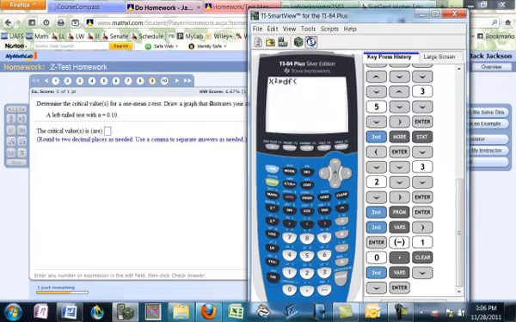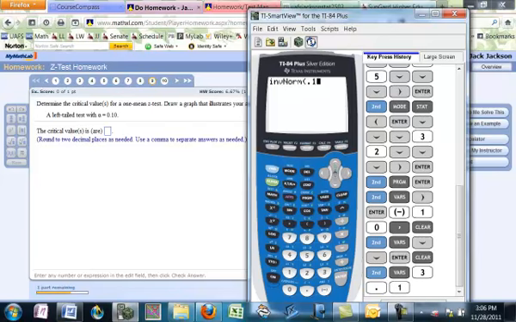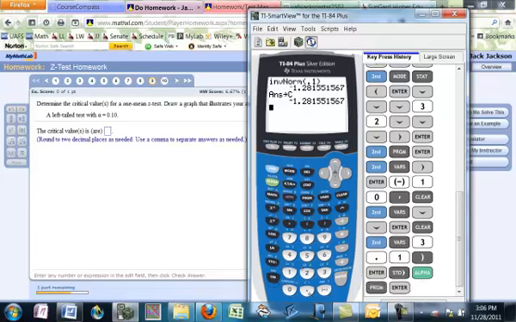So, try again. Inverse normal of 0.1. If it's a left-tailed test, that means you have a 0.1 area to the left, and it's a standard normal, so we can just close it off there. I'm going to store that as C for critical value.